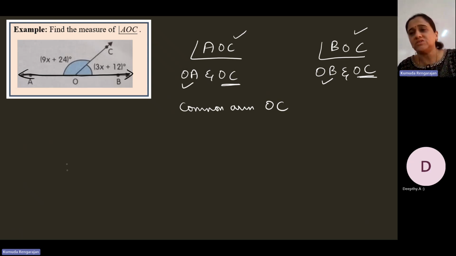So all the three conditions are satisfied for two angles to be called adjacent angles. Two angles are said to be adjacent angles if they have a common vertex. So here the common vertex is O. They have a common arm. Here the common arm is OC. And the non-common arms, here OA and OB, lie on either sides of the common arm. Then the two angles, angle AOC and angle BOC, are called adjacent angles.